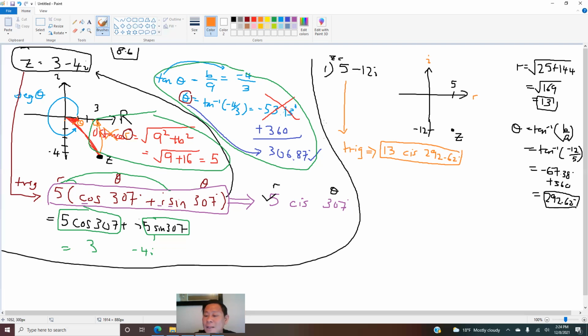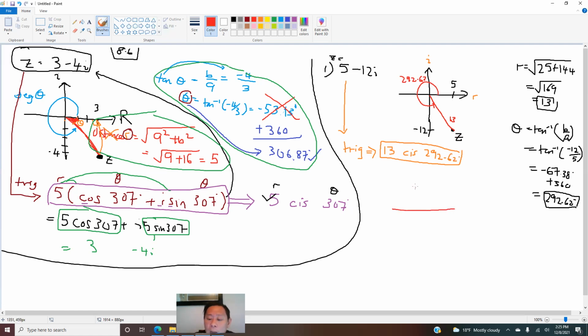So what does this mean in your graph here? It means that the distance from there to here is 13. And the angle from here to here is that 292 point. This is the meaning of how you write this into the trig form. You need to know the distance and the angle formed by this complex form. So it's pretty much straightforward.